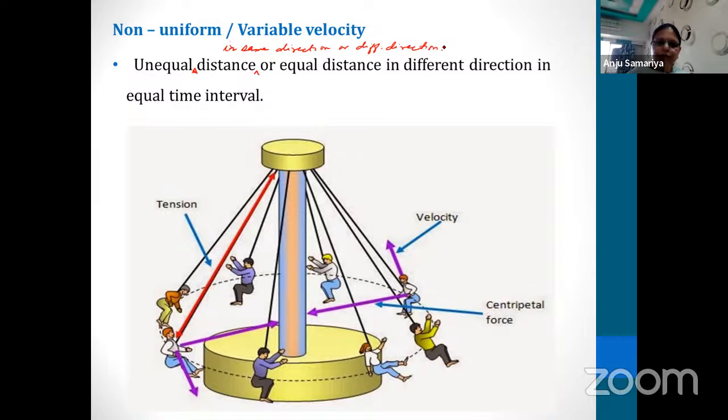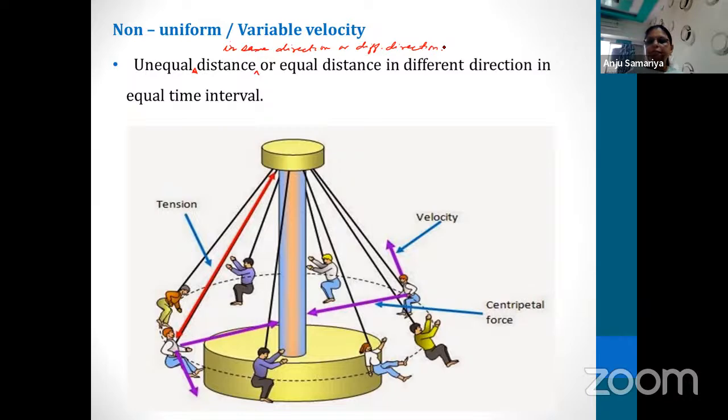So one thing should be changing out of the three parameters, either the distance or the direction or the time interval. All the three cannot remain constant. अगर equal distance है तो आपका direction change होना चाहिए या फिर time interval change होना चाहिए. So that is called non-uniform velocity.